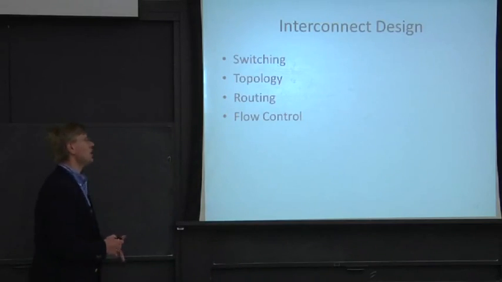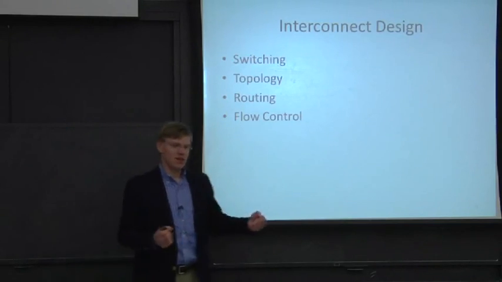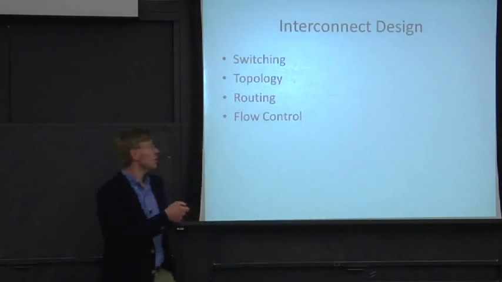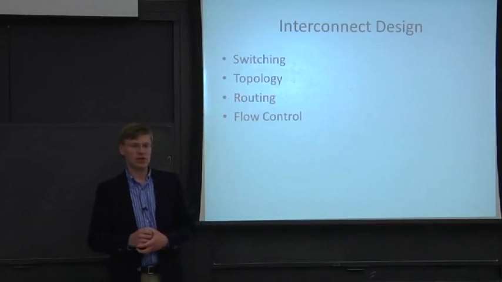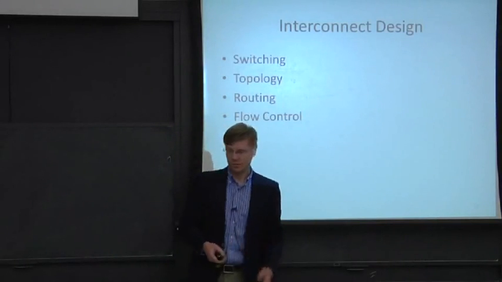So just to recap, switching is the manner in which you connect different things together. Topology is the layout or the connection of the wires. Routing is the algorithm used to route packets or data across a network, or if it's a circuit switch network, route calls across a network. And then we're going to look at flow control a bunch today, which is how do you actually prevent data from getting lost on a network.